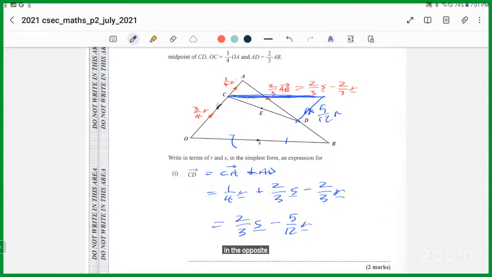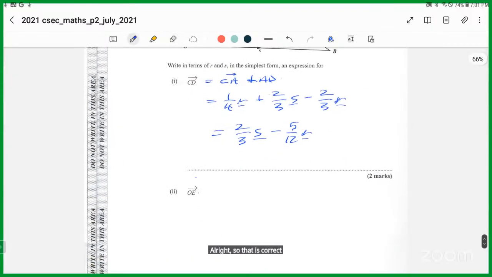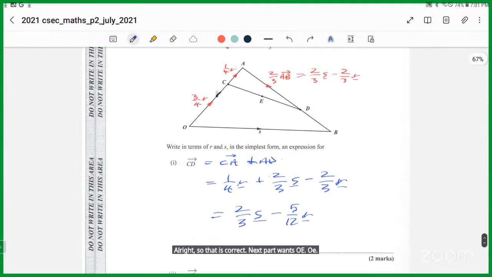So I can accept this answer. Right? I can accept that answer. So you can do a rough check, make sure your answer is correct, make sure it makes sense. Alright, so that is correct. Next part wants OE. Let's look at the diagram. OE. So I want to go here now.